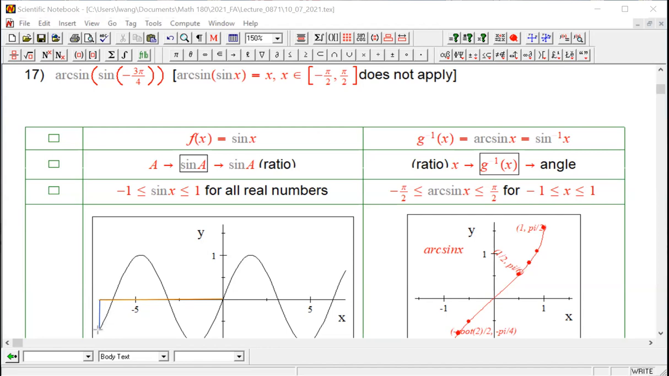And the -√2/2 is the ratio, and that ratio will be used as input, and you get the angle. The angle is the output. And the angle has to be in the first quadrant, or has to terminate in the first quadrant or the fourth quadrant between -π/2 to π/2.